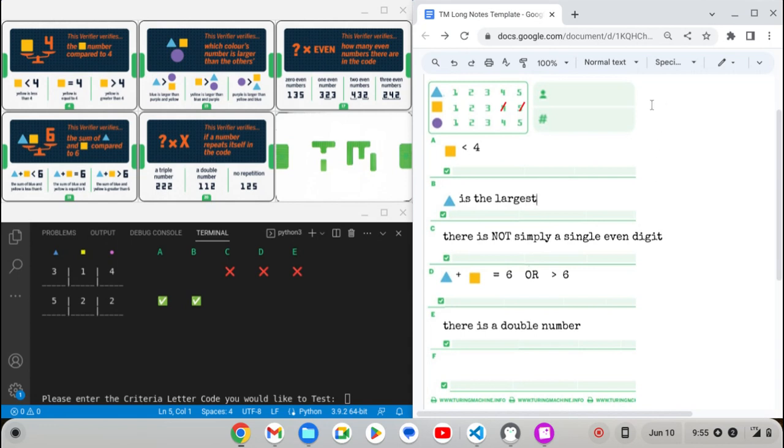And so since triangle is the largest, we can say with certainty that triangle can't be 1, because if 1 was the largest, then what would the other values be? Obviously square and circle can't both be 5, because if those were 5, there's nothing larger. But since square is already crossed out for 5, I'll just cross out the 5 for circle.